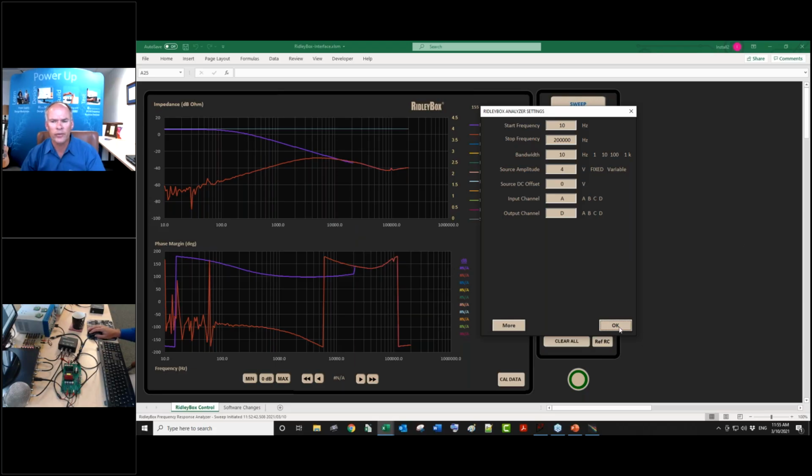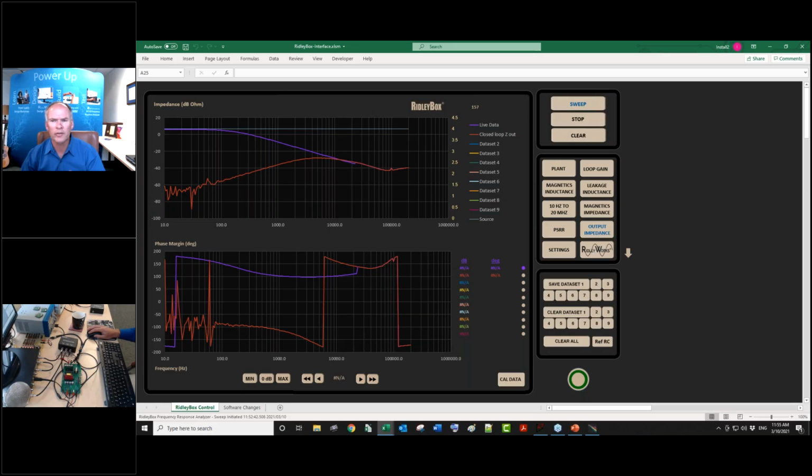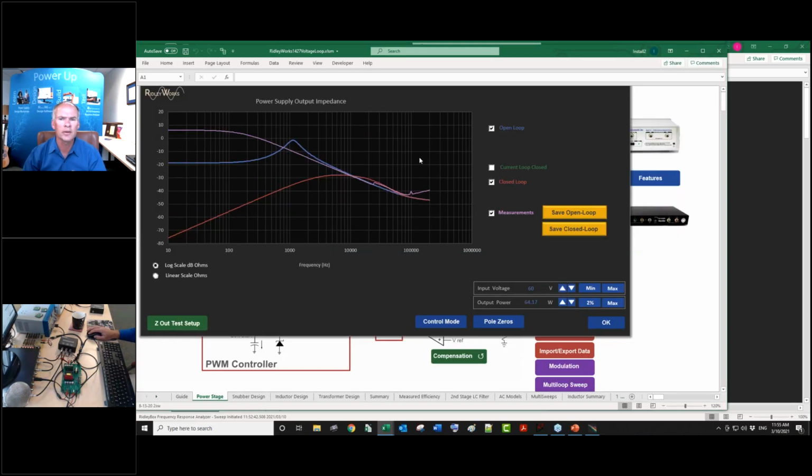Okay, so let's stay with that one. Go back to Ridley Works and current loop closed now. Okay, so look at that beautiful agreement there between the green and the purple. The current loop's closed, not the voltage loop yet, and we're plotting the impedance. So you can see it's sweeping into Excel here. Okay, finish it up, I guess.